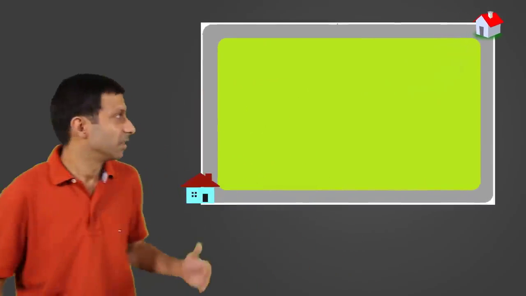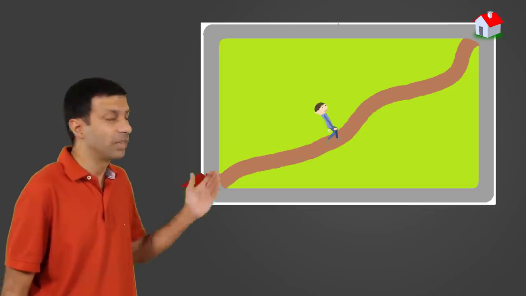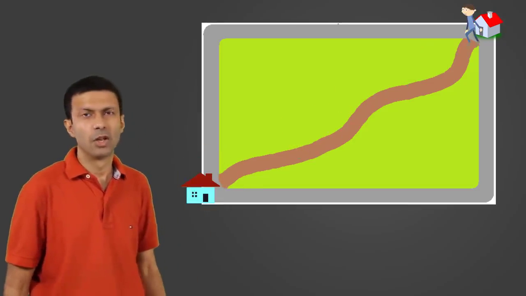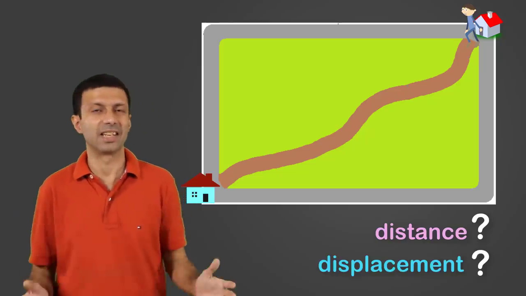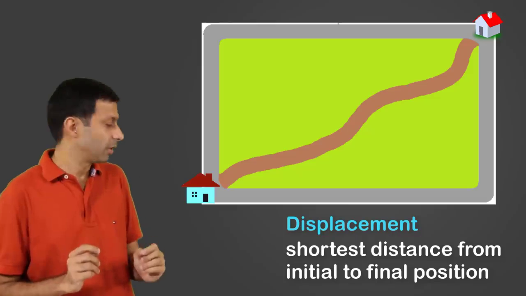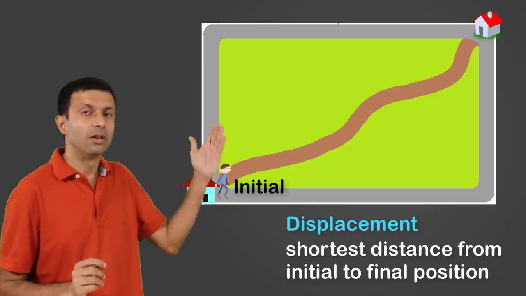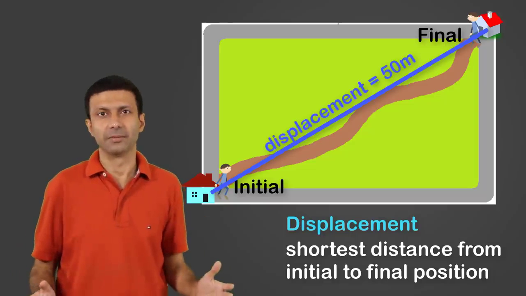Now let's say there's a curved path along the park, something like this. And you walk to your friend's house along this curved path. So the question is, what is your distance and displacement in this case? Displacement is easy because it's the shortest distance from your initial to the final position. So it's going to be 50 meters again.